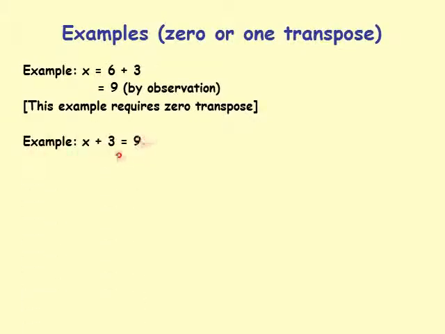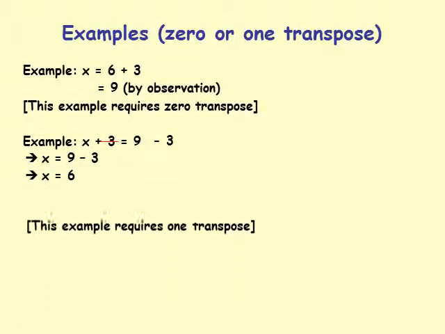Here's another example. x plus 3 is 9. The plus 3 is on the left, and we need only x on the left. So this has to be transposed to the right, and an added term becomes a subtracted term. So we move that plus 3 to the right and it becomes a minus 3. 9 minus 3 is 6, so x is 6, the answer. So x is 9 minus 3, an extra step here, and x is 6.